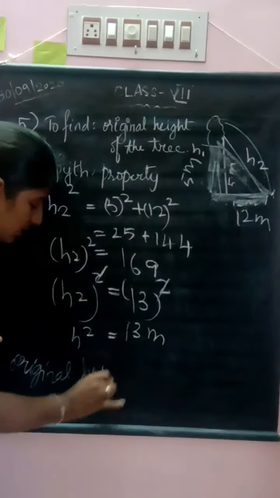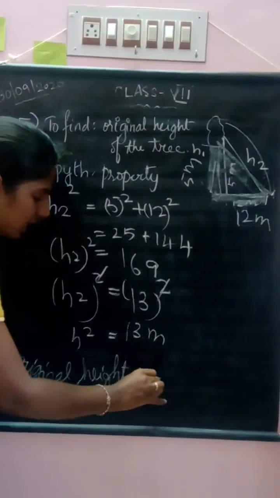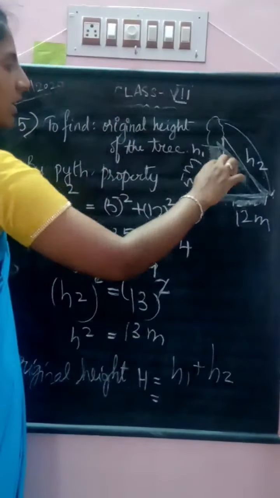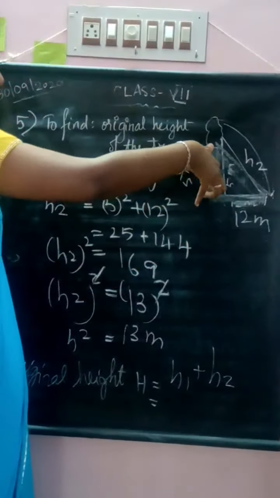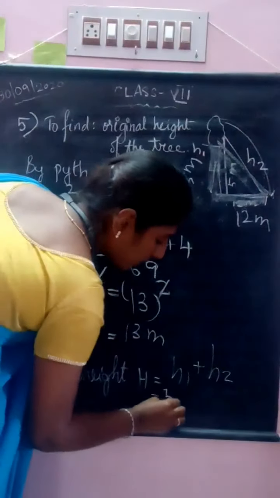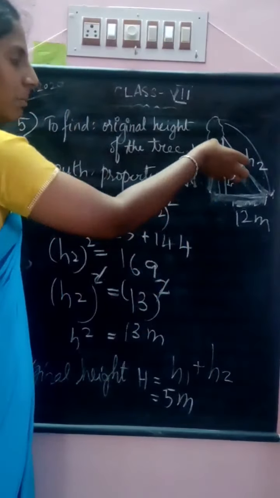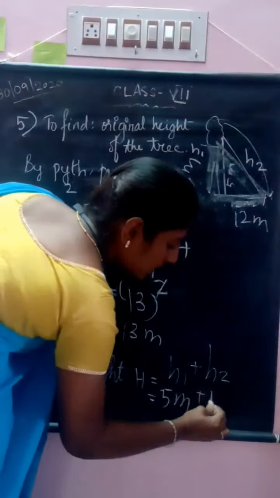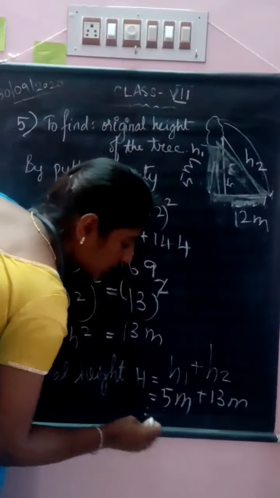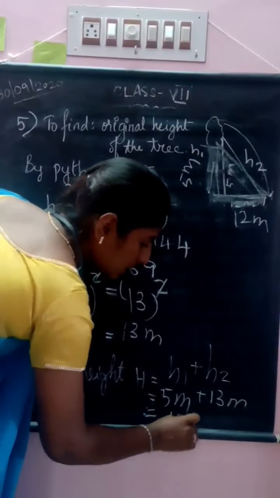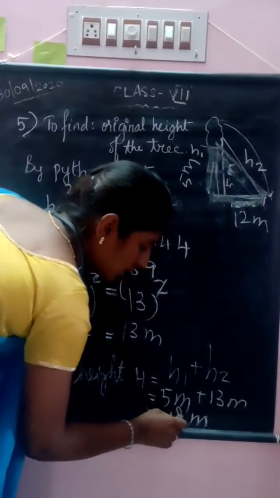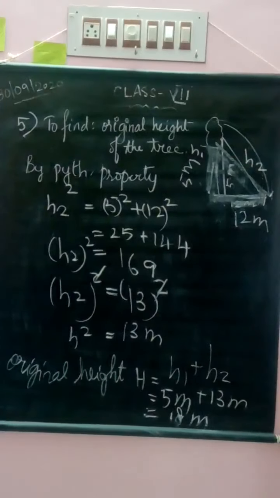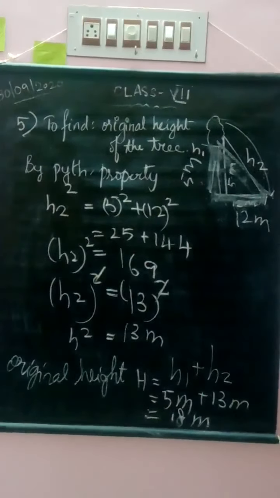height is equal to, this can be kept as h equal to h1 plus h2. So what is h1 here? The distance between ground and the part where it is broken is 5 meters. And from the broken part, the top part, the height is h2, that is 13 meters. So totally it is 18 meters. The total height of the tree is 18 meters. Okay, children. So by using this Pythagoras property, we can find out the height of the tree.